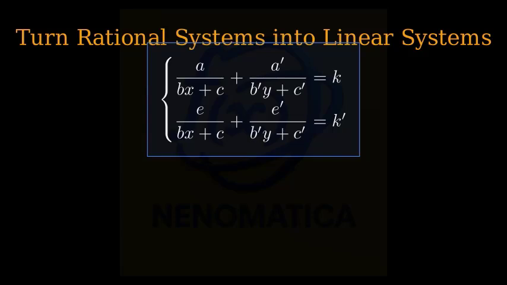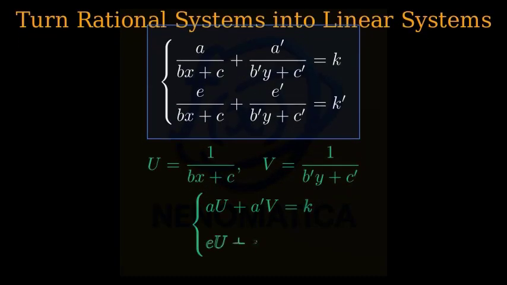The key trick is to substitute the reciprocals of the denominators. Let U be 1 over bx plus c, and V be 1 over b prime y plus c prime. Then each equation becomes linear in u and v. Let us practice on a specific example.